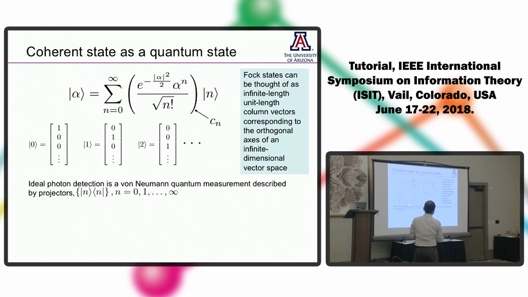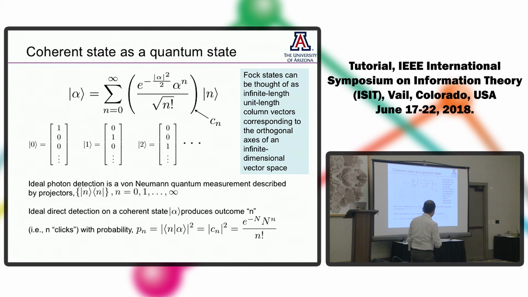Ideal photon detection is a von Neumann quantum measurement described by these |n><n| projectors. We already talked this morning about what von Neumann projectors are, and photon counting, meaning counting the number of photons, is quantum mechanically described by that projector. So if I were to do ideal direct detection on a coherent state, it will give me outcome n with probability magnitude square of the overlap of |n> with |alpha>, which you can calculate from here, which is magnitude square of C_n, which is that. All I'm doing right now is writing everything we saw so far in quantum notation.